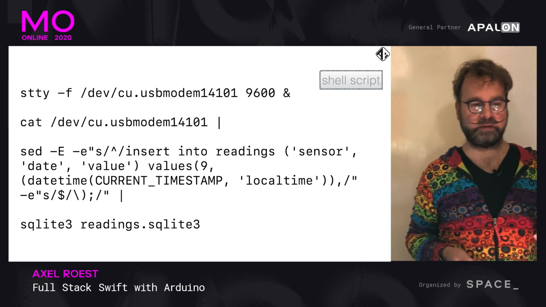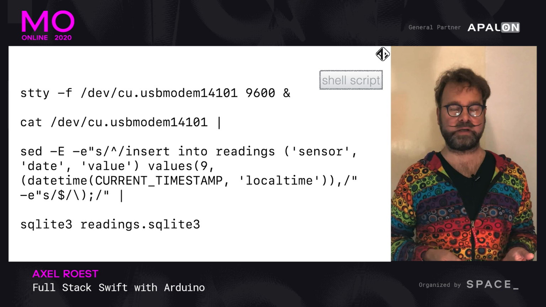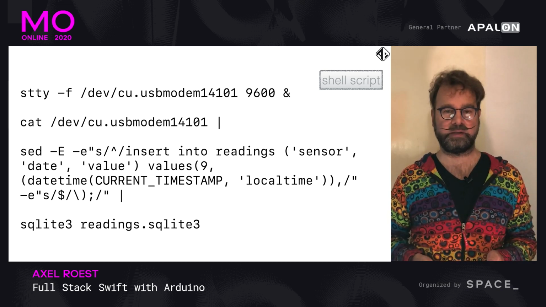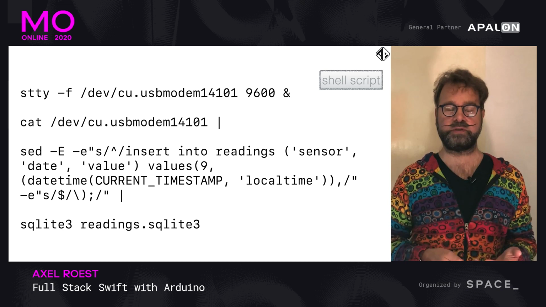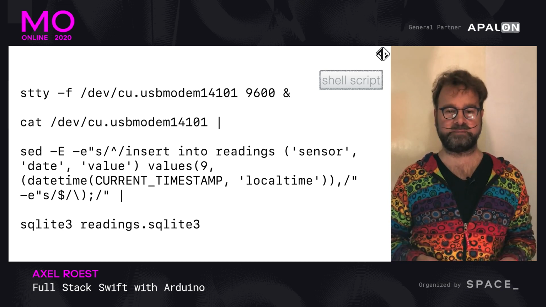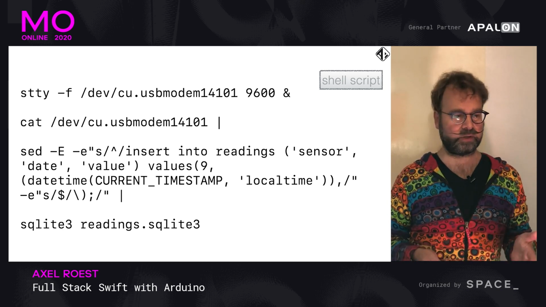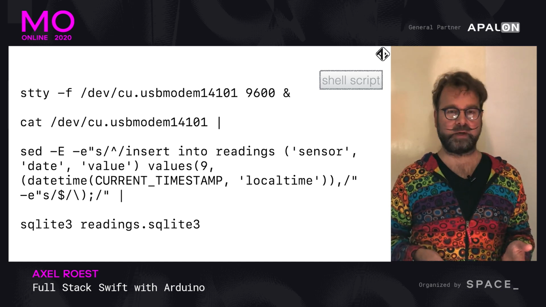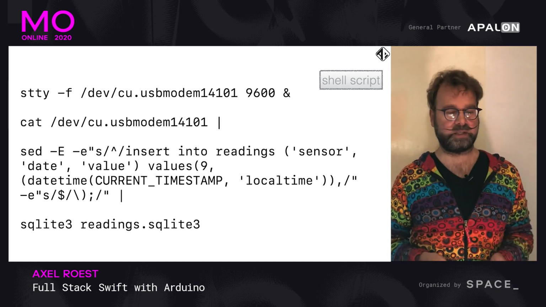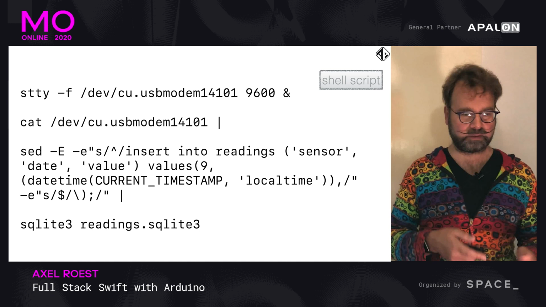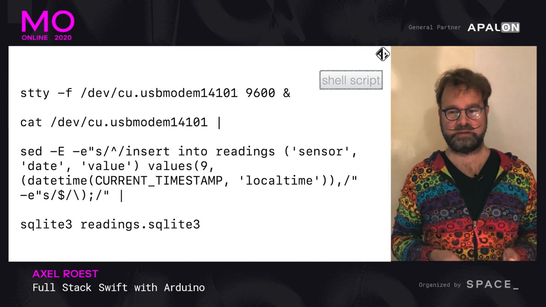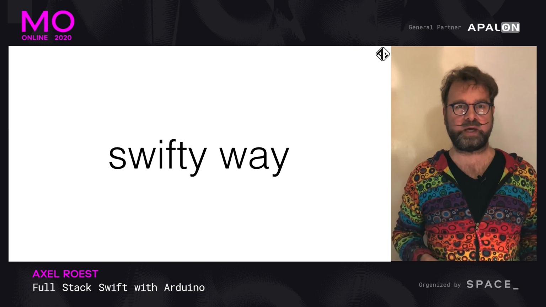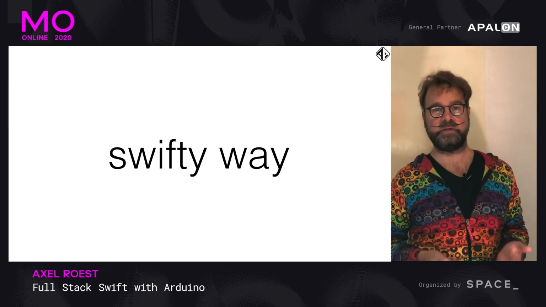For example, you have to keep stty running with the ampersand at the back, because otherwise the serial port defaults to its normal value and you lose the baud rate. So you have to keep that running. Also, the sed command, it's regular expression, but all these things with the date time and current timestamp, this is terrible. So there should be a Swifty way. And there is, of course.